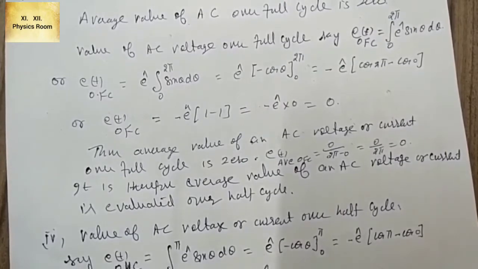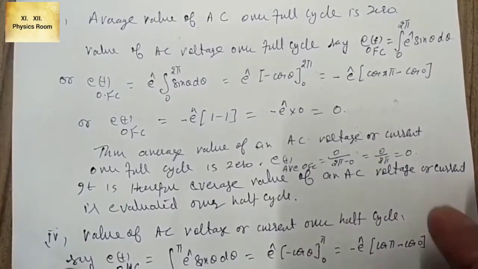So e(t) over half cycle will be the integral from 0 to pi. Half cycle, 0 to pi is half cycle. So 0 to pi, E max sine theta d theta. We take out E max common. Integration of sine theta d theta is minus cos theta, from 0 to pi. So minus E max into cos pi minus cos 0. Upper limit first minus lower limit. So e(t) over half cycle is equal to E max minus E max into minus 1, minus 1. So it is twice E max.